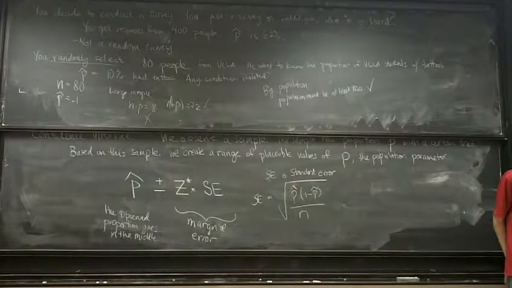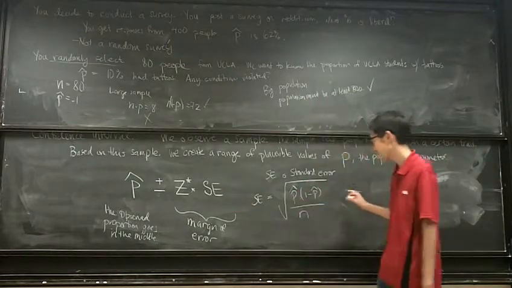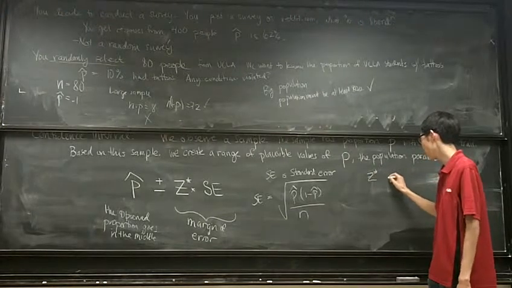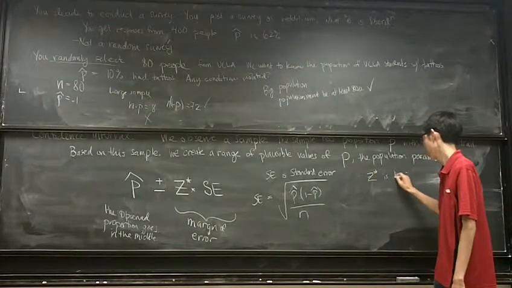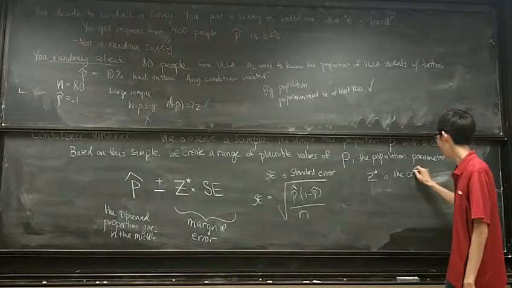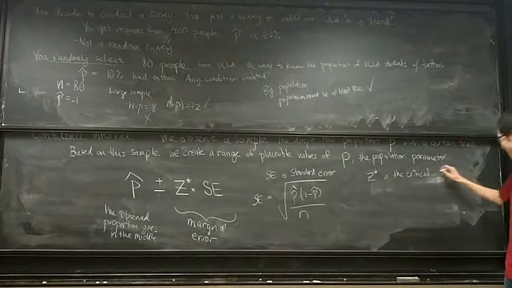The margin of error is z star times the standard error. What is z star? Z star is known as our critical value. It's just a dramatic name for a number.